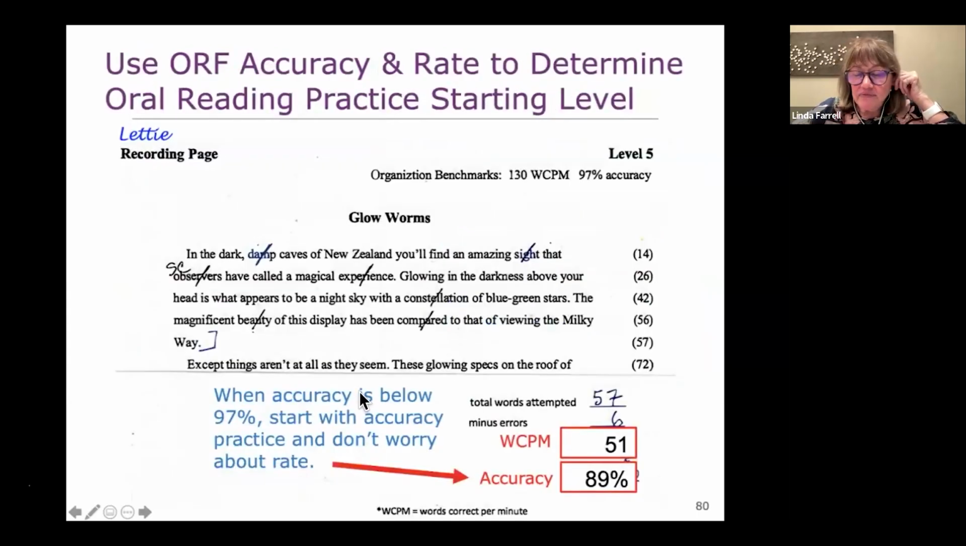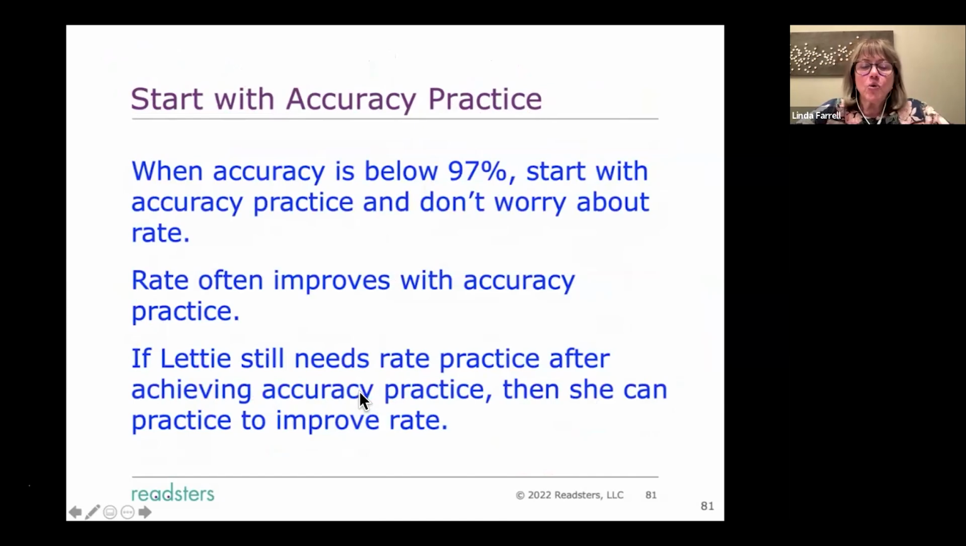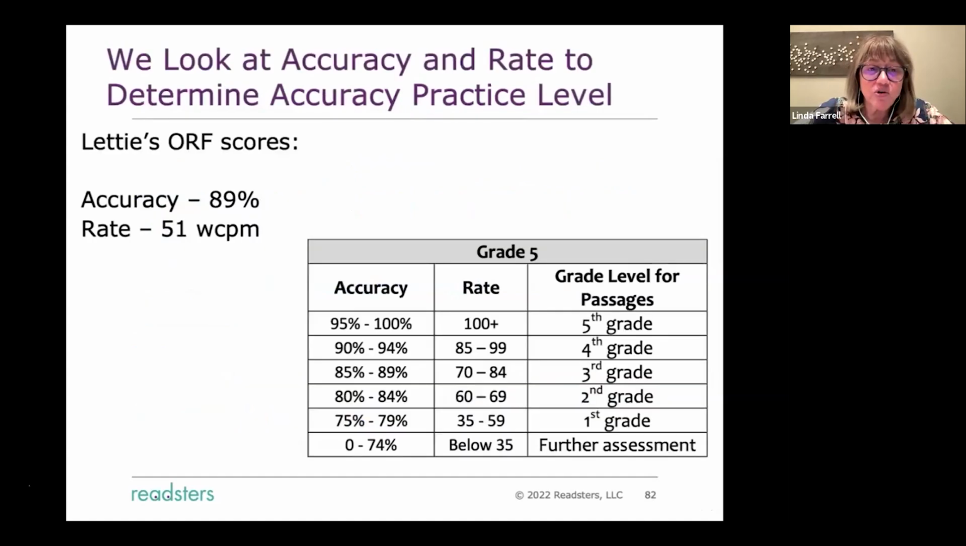You can see that's what that was. So when accuracy is below 97% at grade level, you're going to start with reading accurately. Doesn't matter whether you're reading fast or not. It's got to start with accuracy. How did we decide what level to start her accuracy practice?